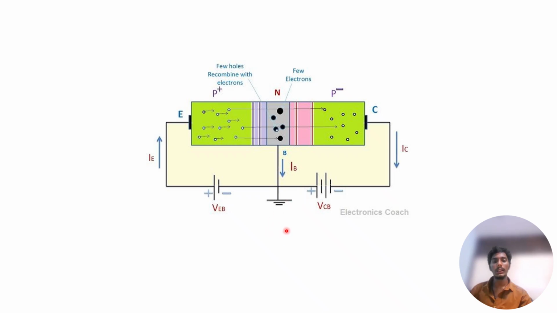That's why we take the condition IC is equal to IE minus IB. IB is nothing but base current, and IE is nothing but emitter current. In an NPN transistor, we take the output through the collector current. That's why IC is equal to IE minus IB, because the IE current is more than the IB current. That's why we calculate the IC current as the subtraction of the emitter current and the base current.